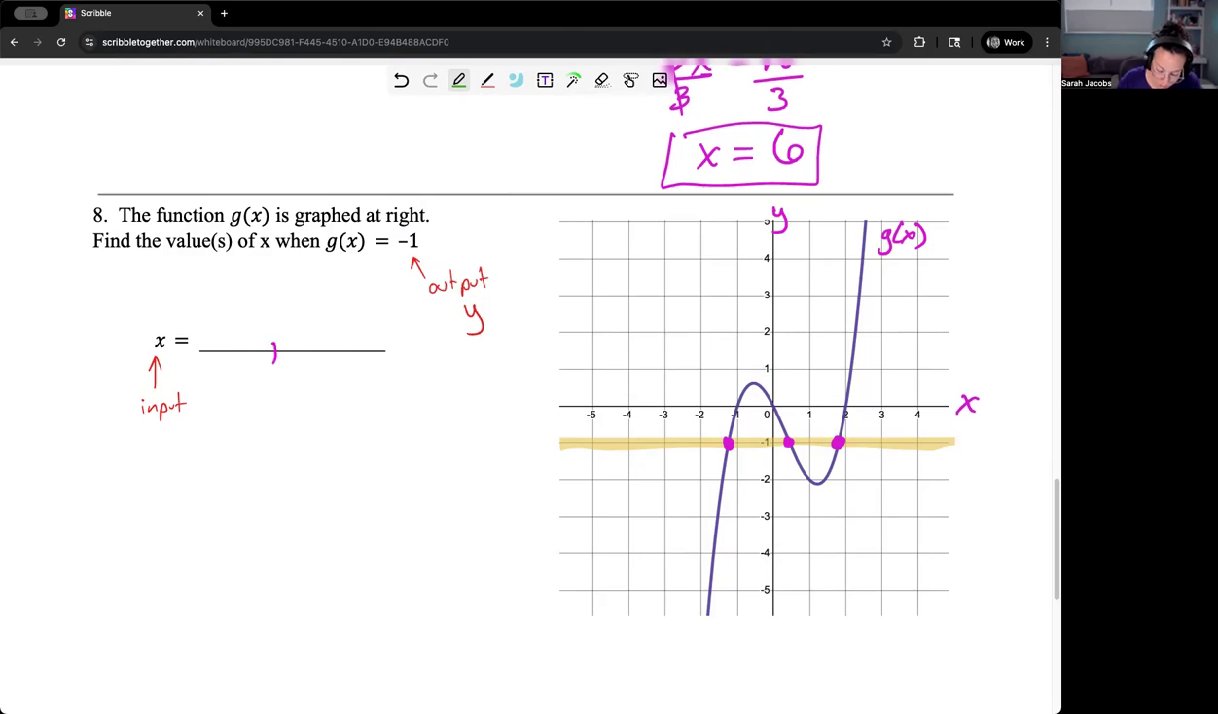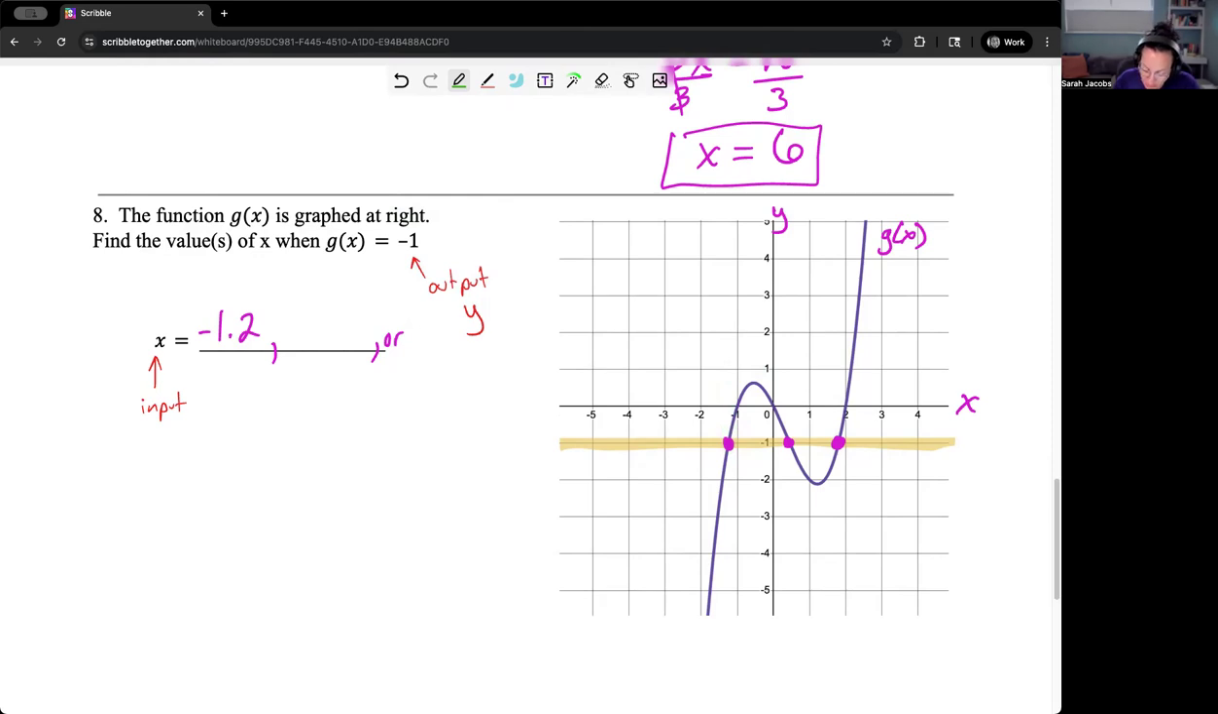So I'm going to put some commas here because there's 3 values. Would that be an or an and? I think it's going to be an or. There's 3 values that satisfy this output of -1. So the first one, if I look right here, that appears to have an x value someplace between -1 and -2, probably a little closer to -1. So I'm going to call that like -1.2.